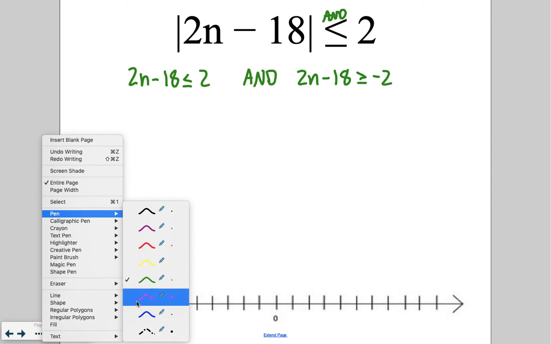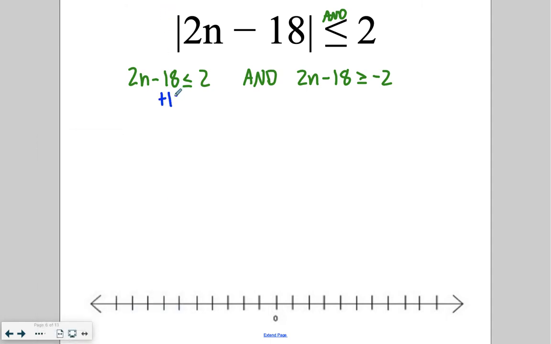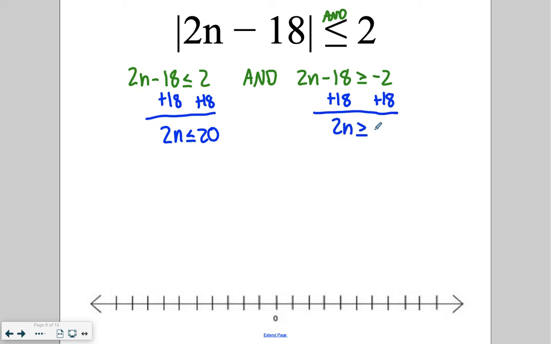Now we need to go through and solve the problem. Step 1 on both inequalities is going to be to add 18 to both sides. In your first case, you're going to have 2n is less than or equal to 20. And in your second case, you're going to have 2n is greater than or equal to 16. Now in both cases, to continue solving, you're going to divide by 2 on both sides of your inequality. In your first answer, you get n is less than or equal to 10. And the second answer, we get n is greater than or equal to 8.